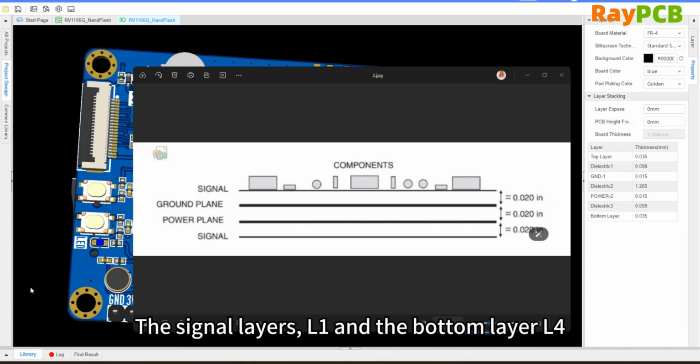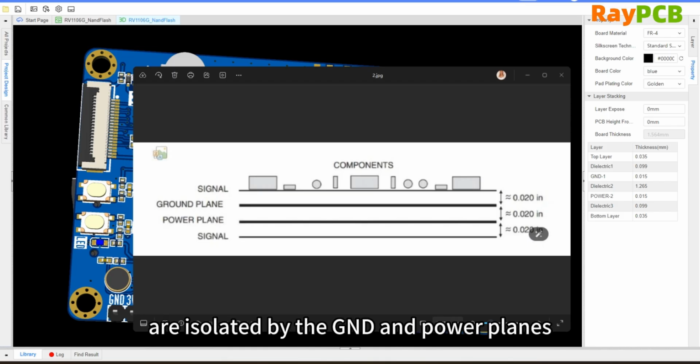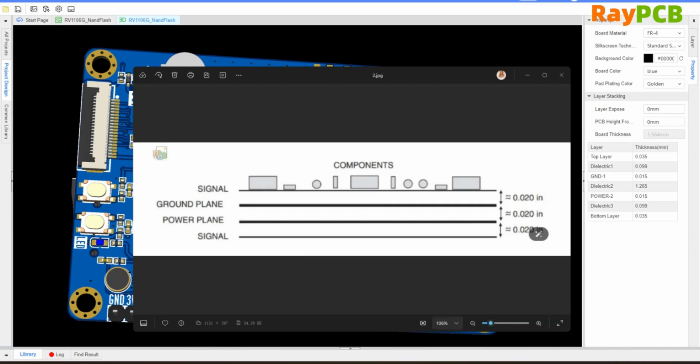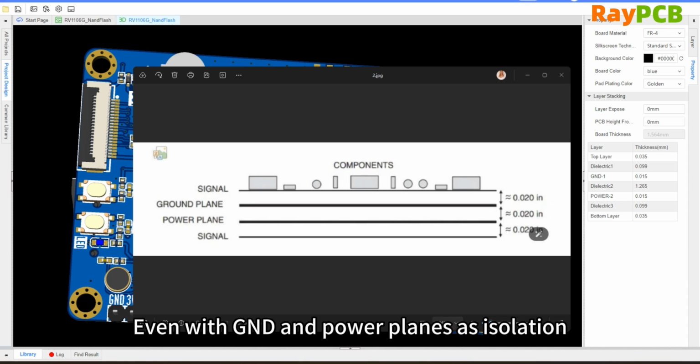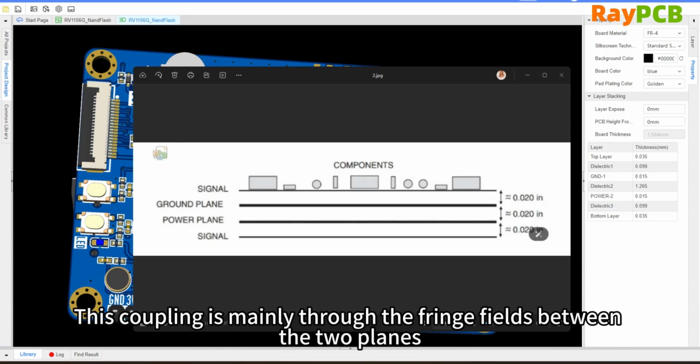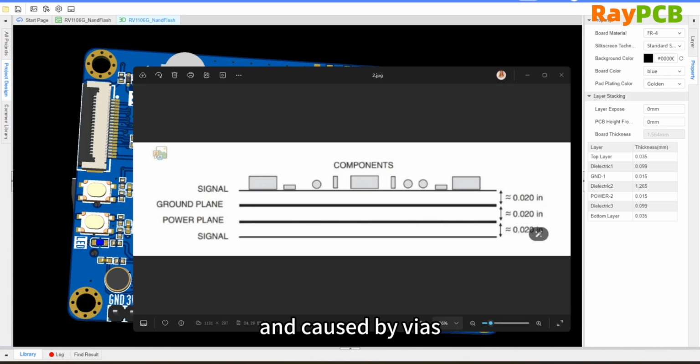The signal layer L1 top layer and L4 bottom layer are separated by the GND and power planes. The signal layers on both sides are isolated from each other by the power plane in the middle. The mechanism of interlayer coupling. Even with ground and power planes serving as isolation, there will still be some coupling between signals on layer 1 and layer 4. This coupling mainly occurs through the fringe fields between the two planes and via holes.